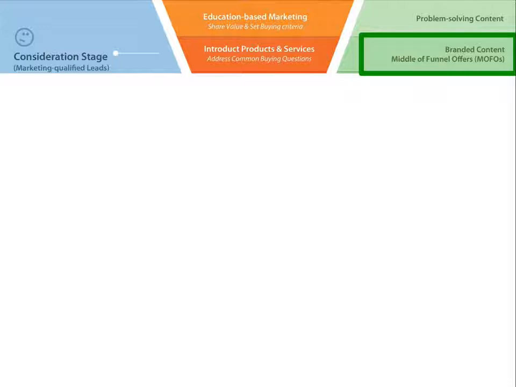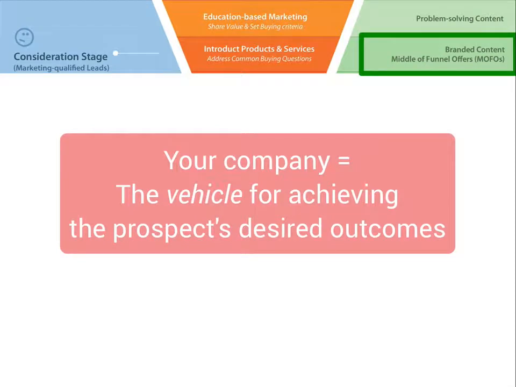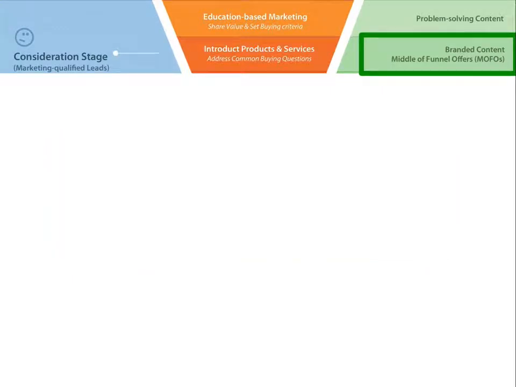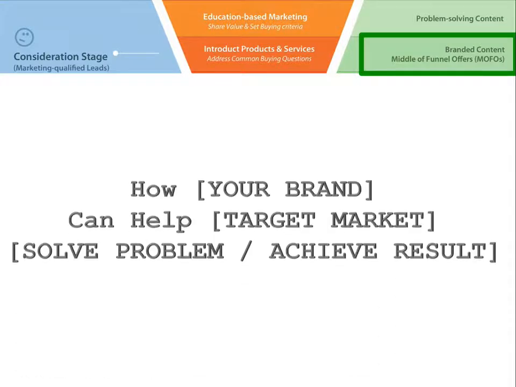And the next step that makes sense for many businesses is to plug in a middle-of-funnel offer. Whereas in your top-of-funnel offer, you should be 90% focused on problem solving and 10% focused on selling, a middle-of-funnel offer achieves more of a 50-50 balance between the two. Middle-of-funnel offers introduce your company as the vehicle for achieving the prospect's desired outcomes. To make this concept more tangible and concrete, here's a very solid template for you to use in your middle-of-funnel offers: How your brand can help target market, solve problem, or achieve result.